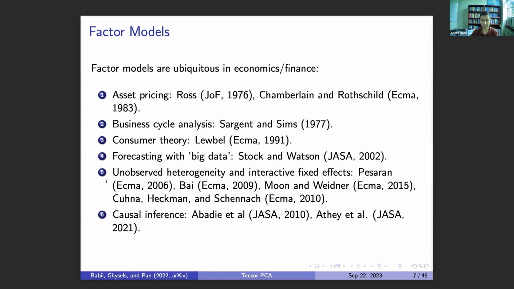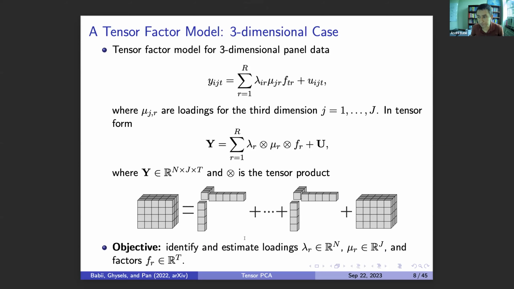Also, in empirical practice, people very often use two-way fixed effects models. So we have panel data, and we add cross-sectional fixed effects and time series fixed effects to capture heterogeneity. The issue with this model is that it doesn't allow us to have time-varying heterogeneity. And so there is a large literature on interactive fixed effects that allow us to capture time-varying unobserved heterogeneity, and also causal inference with panel data.